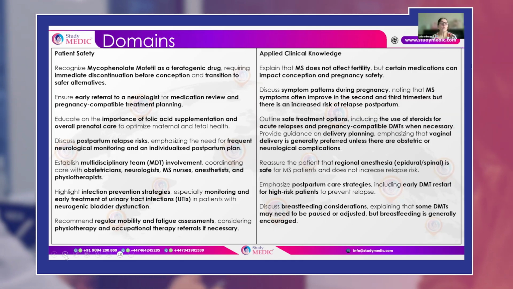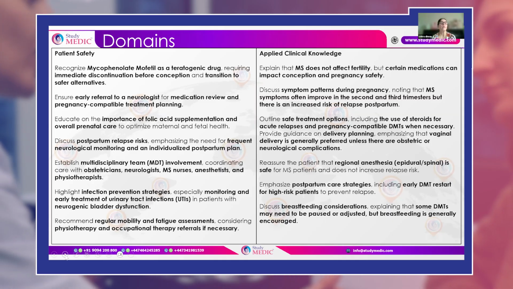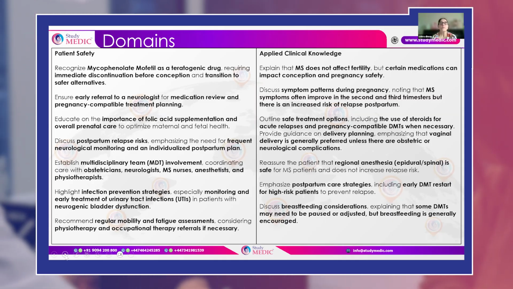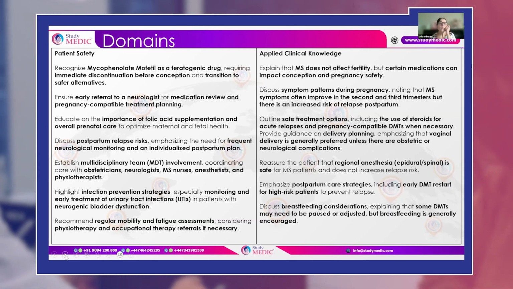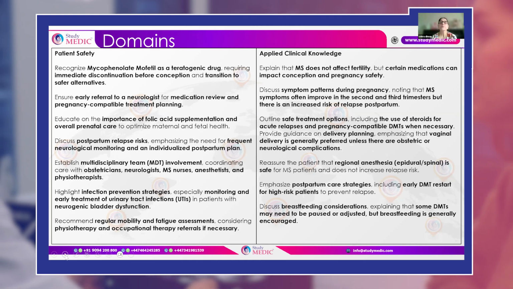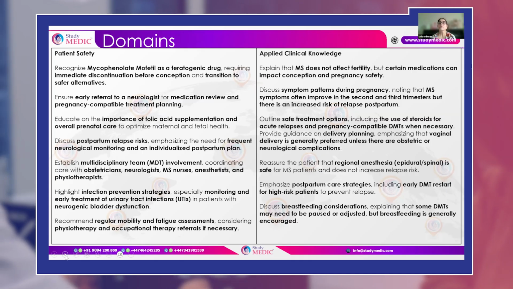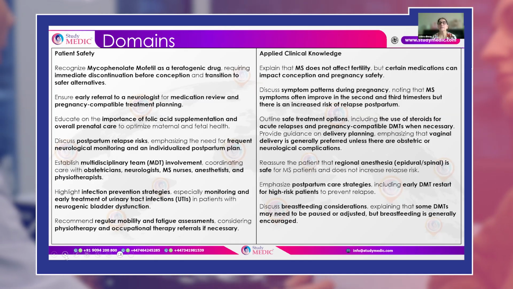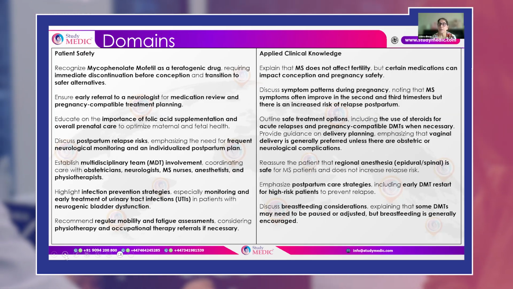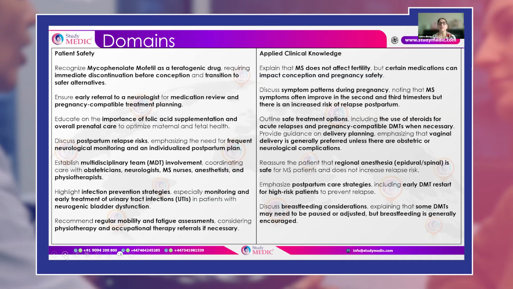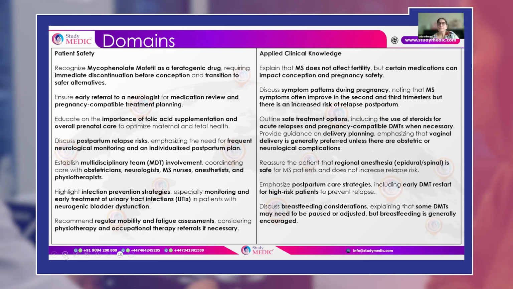Then discuss about postpartum relapse. Multidisciplinary team involvement has to be there. Then you will prevent infections. And also you would recommend regular mobility and fatigue assessments. Okay. In applied clinical knowledge, you will tell her that multiple sclerosis does not affect fertility. Certain medications can impact conception and pregnancy safety. Symptom patterns usually improve in the second and third trimesters. Increased risk of relapses in the postpartum period.